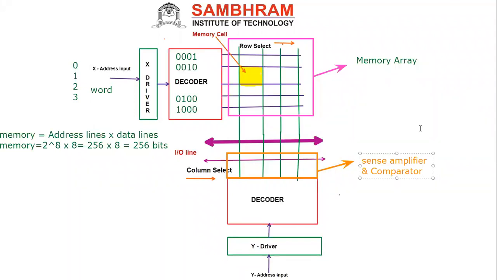Sense amplifier and comparator. While reading the data, if my data discharges very little, the sense amplifier will sense the data and tell whether it is logically 0 or logically 1. This sense amplifier only will decide actually. For that purpose, here in the Y column we'll have the sense amplifier circuit. This is nothing but your complete memory circuit.